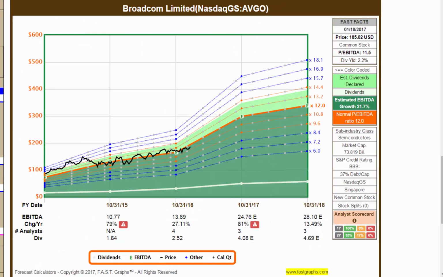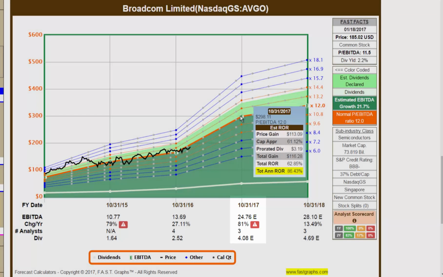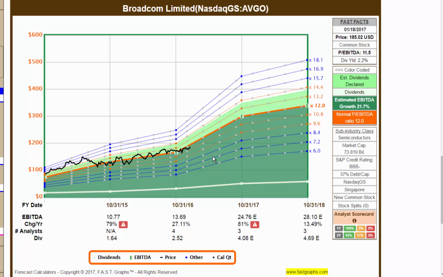Now moving down to the forecasting calculators, I'm going to look at the consensus forecast for EBITDA on Broadcom. Now, one point that I think needs to be focused on is that there are not many analysts willing to make a forecast for EBITDA, but there are 3 analysts that are forecasting an 81% increase in EBITDA for fiscal year 2017, again, which ends in October. That's a very, very high growth rate.